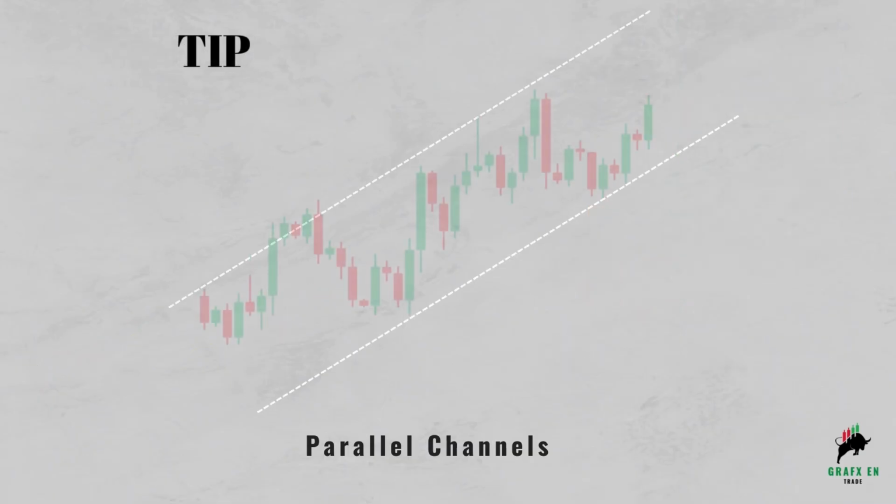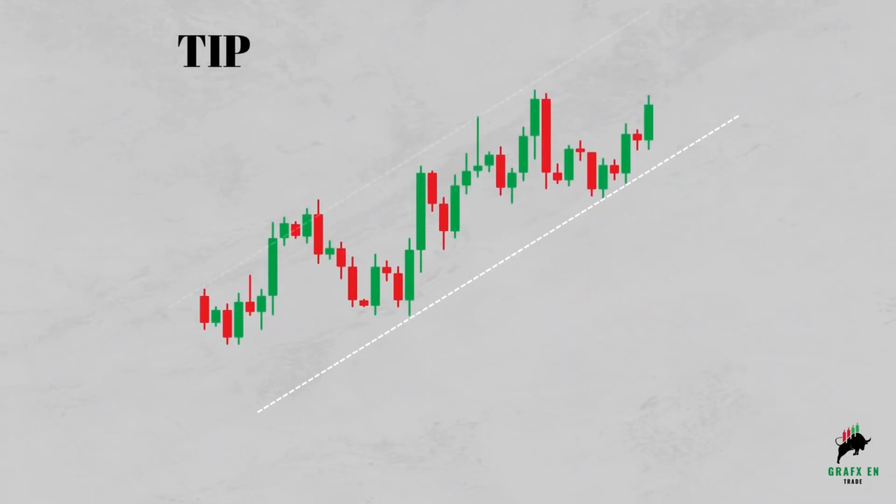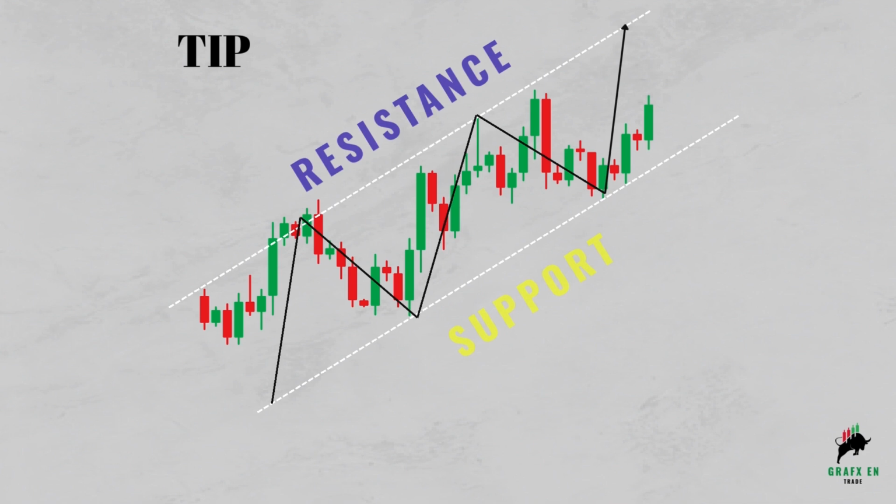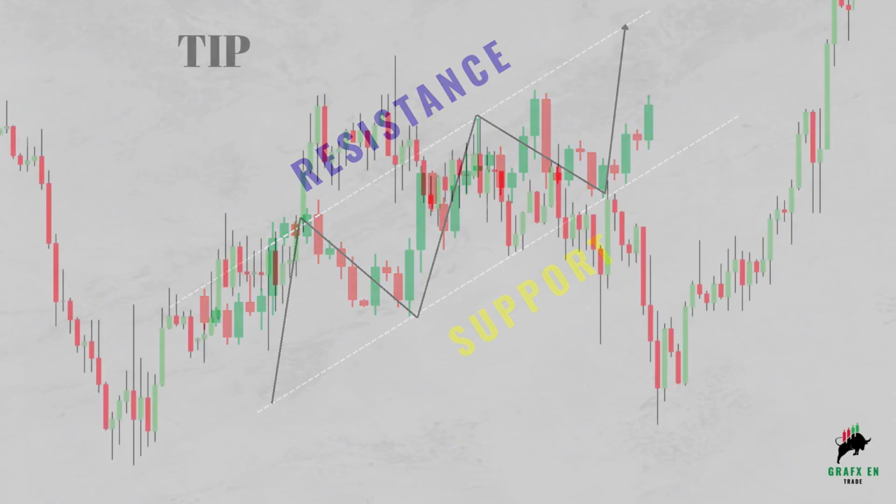Use parallel channels. After drawing a trend line, add a parallel line on the opposite side. This reveals the channel price is moving in. Inside this channel, price swings up and down. The bottom acts as support, the top as resistance. When the channel breaks, big opportunities arise.